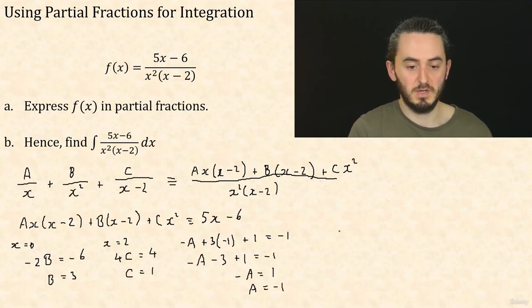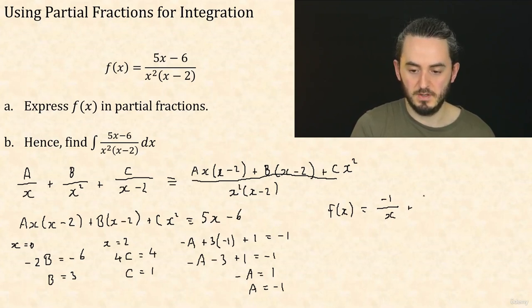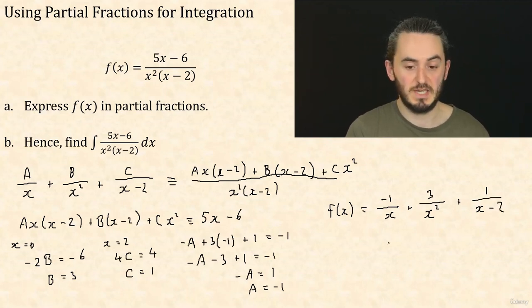So it means that in partial fractions, f of x is a over x, so that's minus 1 over x, plus b over x squared, so that's plus 3 over x squared, and then plus c over x minus 2, so 1 over x minus 2. So there it is in partial fractions, and now we can think about integrating it.